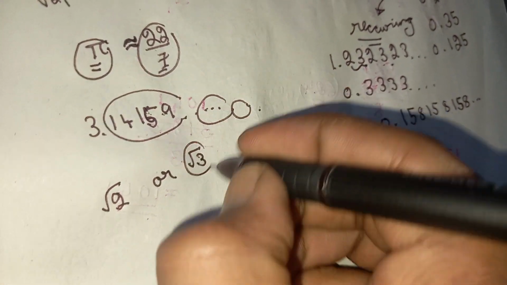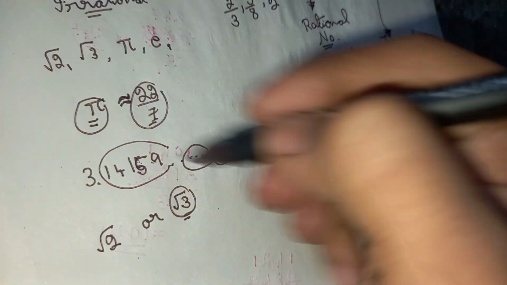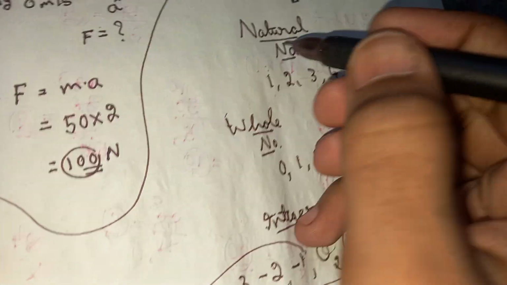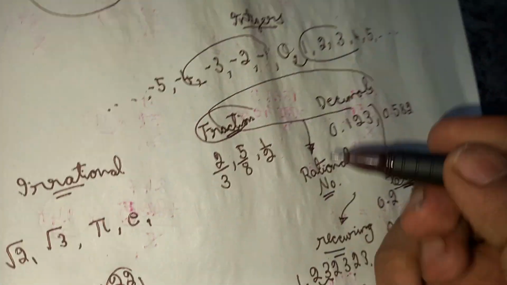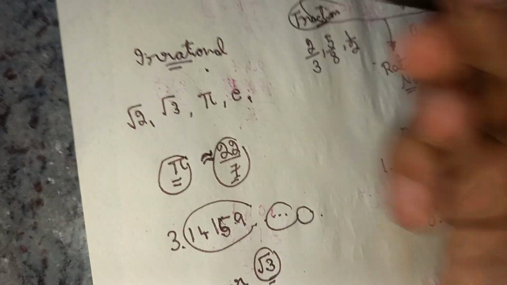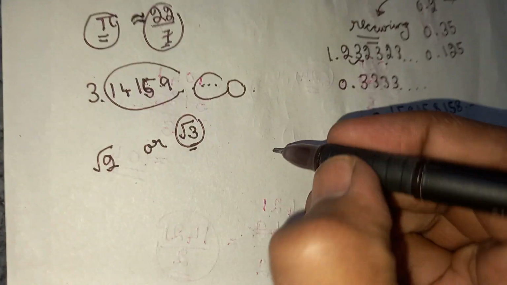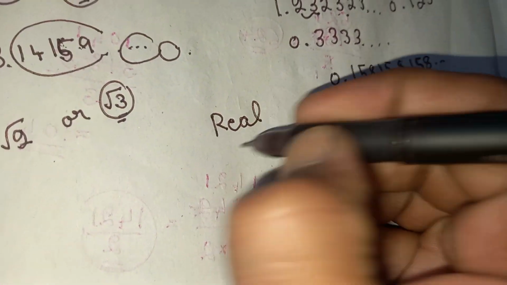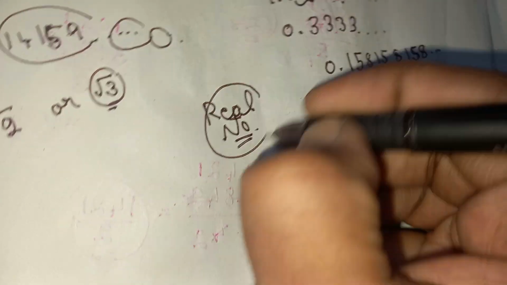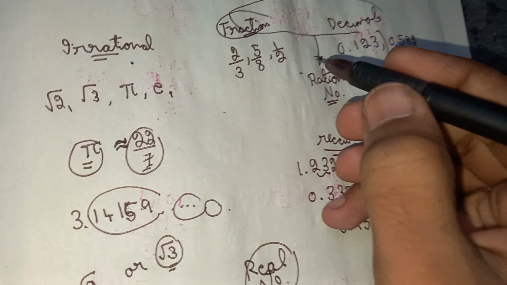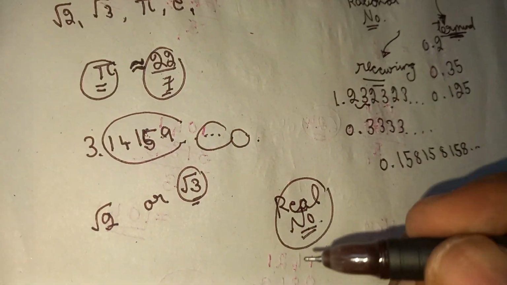And all these numbers I told you from the beginning: natural numbers, whole numbers, integers, rational numbers, irrational numbers, all of them together are known as real numbers. These are all together real numbers. And the numbers which are not real numbers are known as non-real numbers.